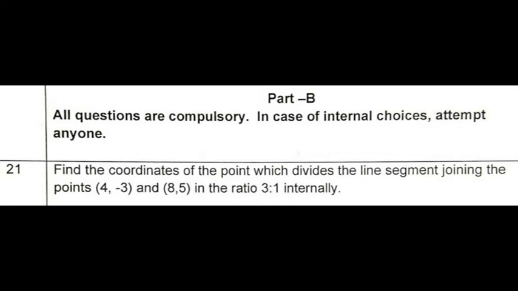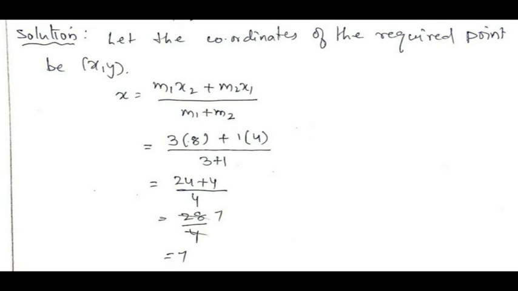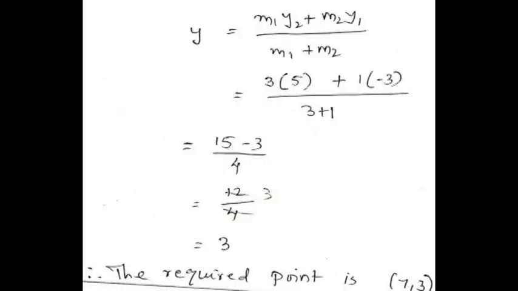Find the coordinates of the point which divides the line segment joining the points 4, -3 and 8, 5 in the ratio 3:1 internally. So we know the section formula, x is equal to m1 x2 plus m2 x1 divided by m1 plus m2. Substitute the values and you get 7. And y is equal to m1 y2 plus m2 y1 divided by m1 plus m2. Substitute the values and you get 3, and therefore the required point is 7, 3.